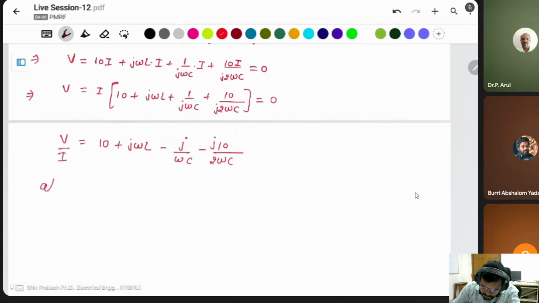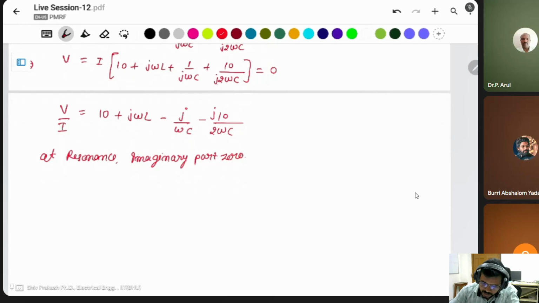At resonance, you know that the imaginary part is 0. All of this is the imaginary part, because of the 10 plus j; you can take j common, omega L minus 1 upon omega C minus 10 by 2 omega C.